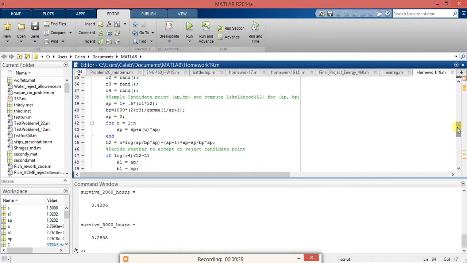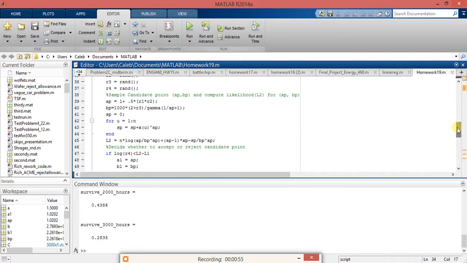So the end goal here is to see the probability of a machine surviving after a certain number of hours. Preferably 1,000, 2,000, and 3,000 is what this problem was tasked with.